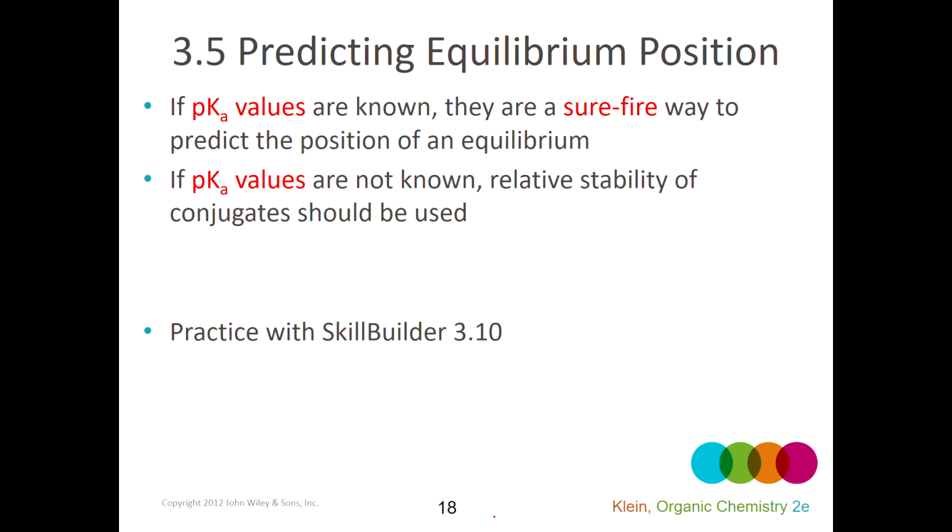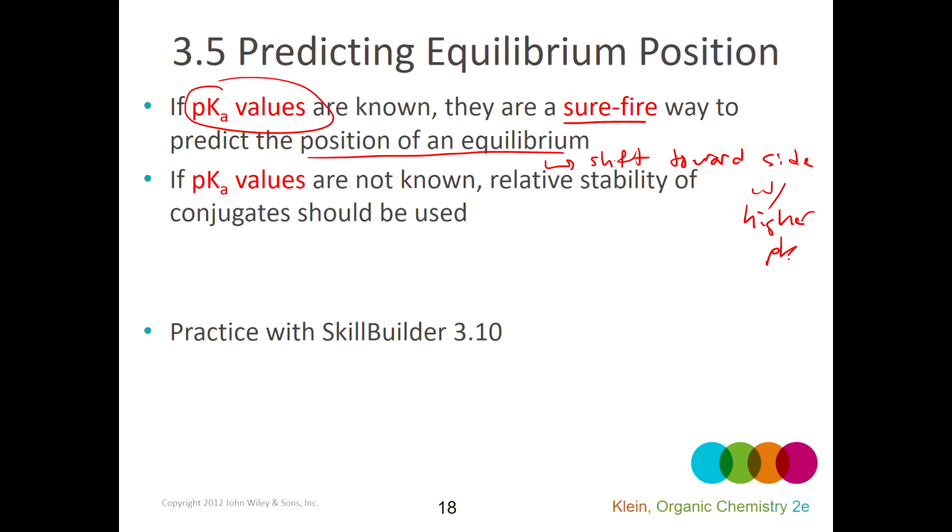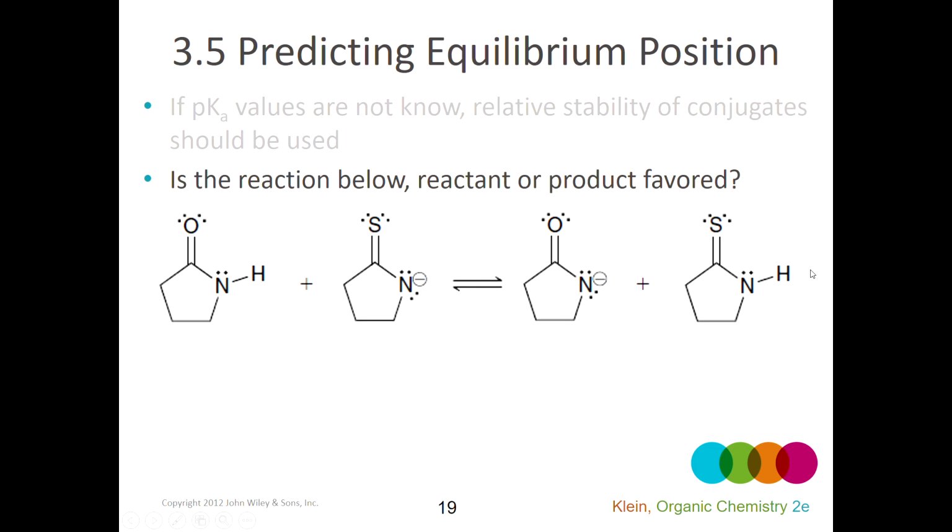So as we were saying, pKa is definitely the best way to determine which side an equilibrium will favor because those are quantitative values, and we know the equilibrium will always shift toward the side with the higher pKa. What that means is if I have a reaction where I've got a couple reactants and a couple products, and I know one side has a higher pKa than the other, that tells me when it reaches equilibrium, the side with the higher pKa, most of the molecules will be in that form and very few will be in the other form.